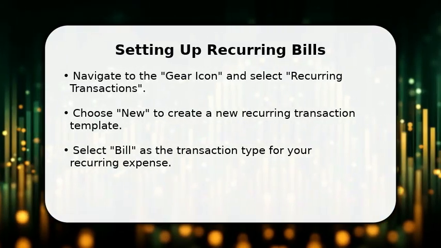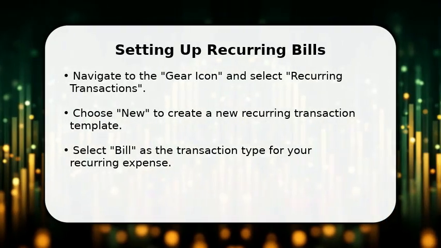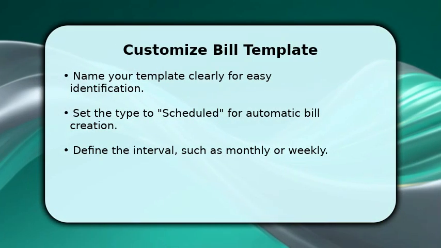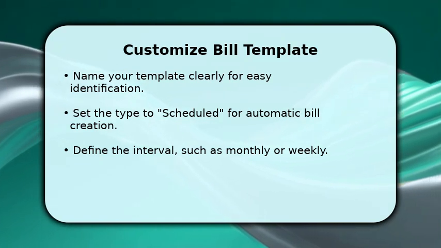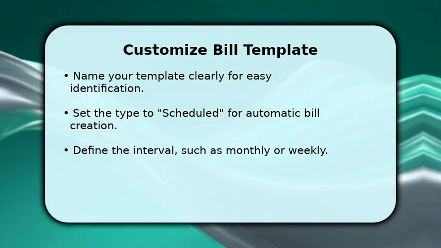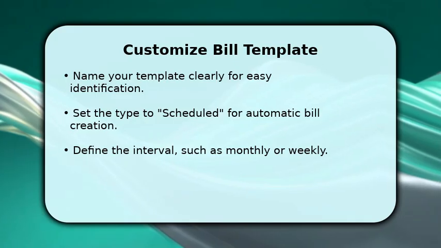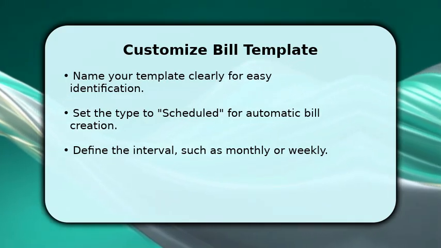Next, click the New button to begin creating a new template. Choose Bill as the transaction type. Now let's customize your bill template. Give your template a descriptive name like monthly rent or utility payment so it's easy to recognize later. For the type, select Scheduled to ensure QuickBooks automatically generates these bills.